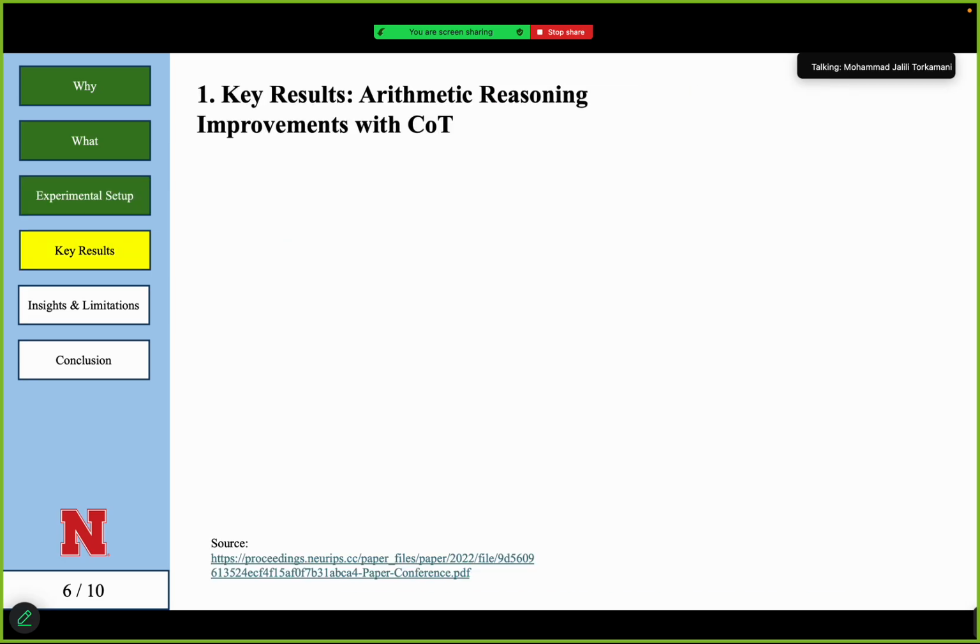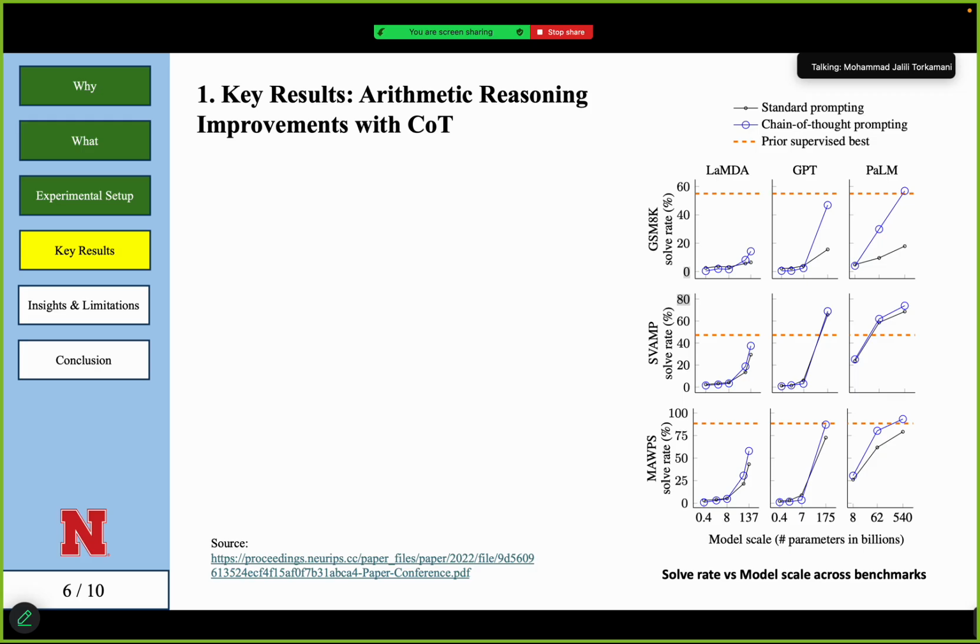All right, so after conducting these experiments, they have divided the results into 3 types of problems. And for the first one, which is arithmetic reasoning, here are the results. You can see the horizontal axis shows the number of parameters of the model, and the vertical axis shows the accuracy of the model, or solve rate. And we have 3 columns, each column is for one model. So you can see how chain of thought has outperformed the standard prompting.